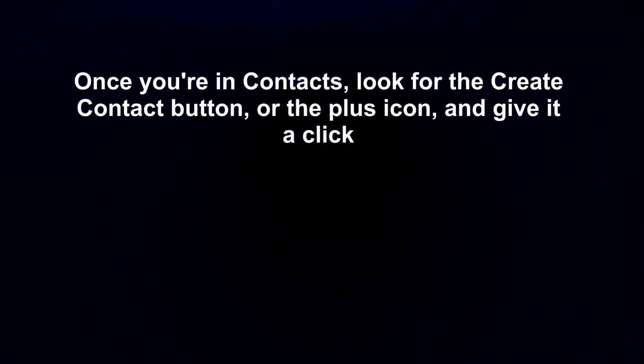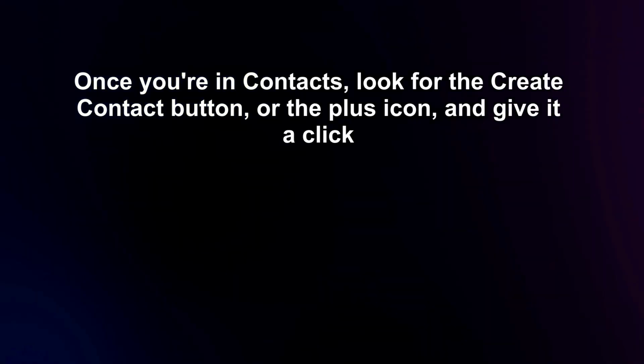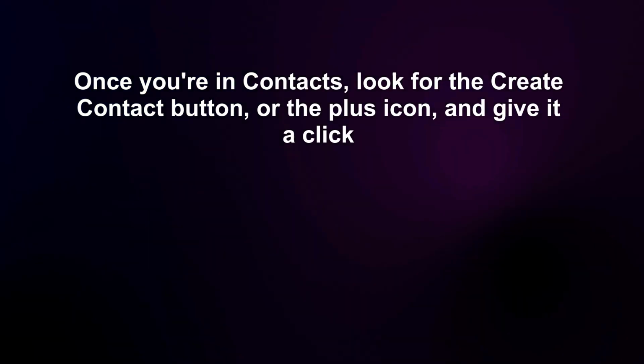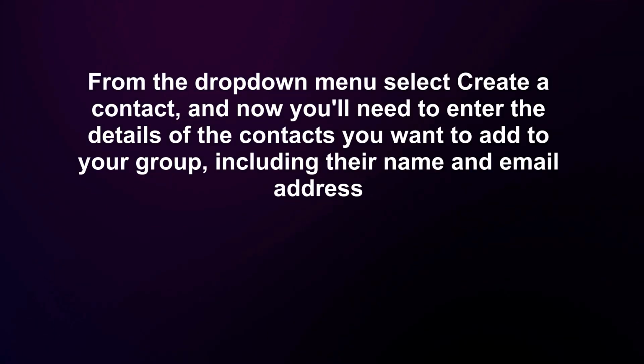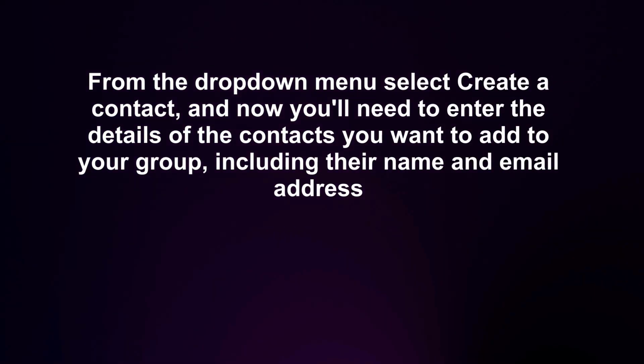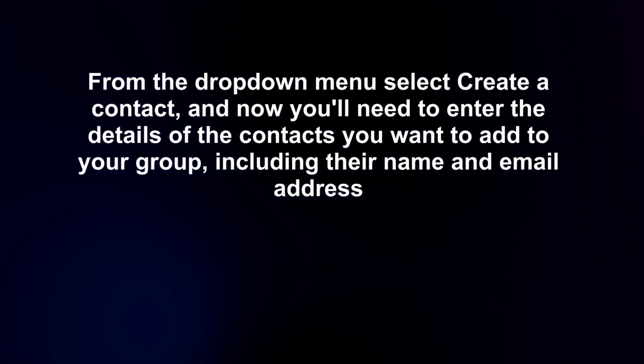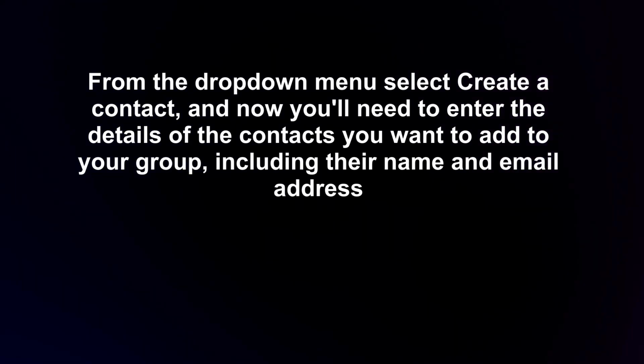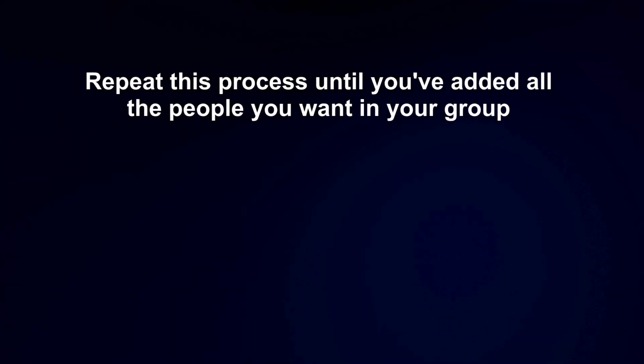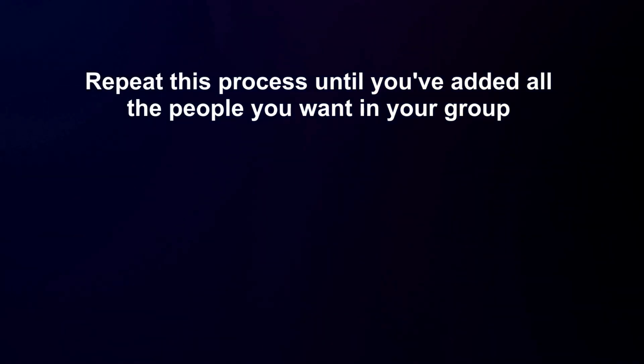Once you're in Contacts, look for the Create Contact button, or the plus icon, and give it a click. From the drop-down menu select Create a Contact, and now you'll need to enter the details of the contacts you want to add to your group, including their name and email address. Repeat this process until you've added all the people you want in your group.